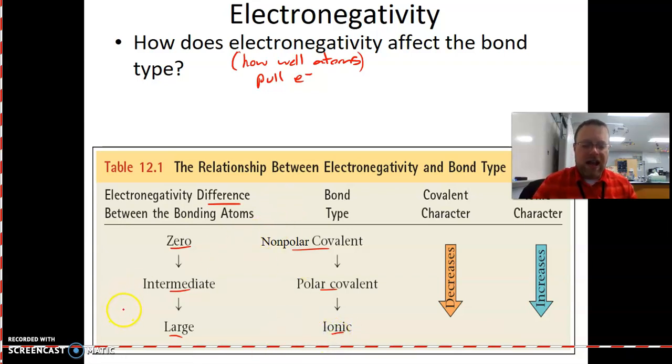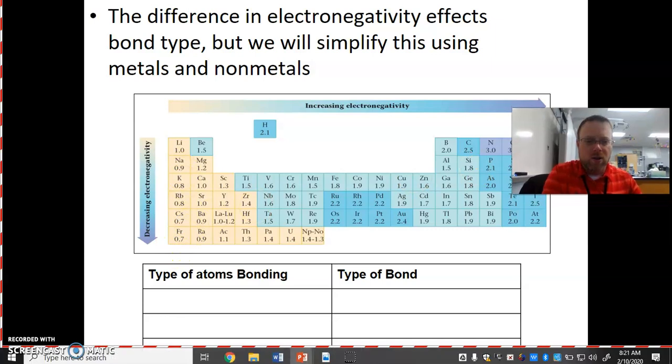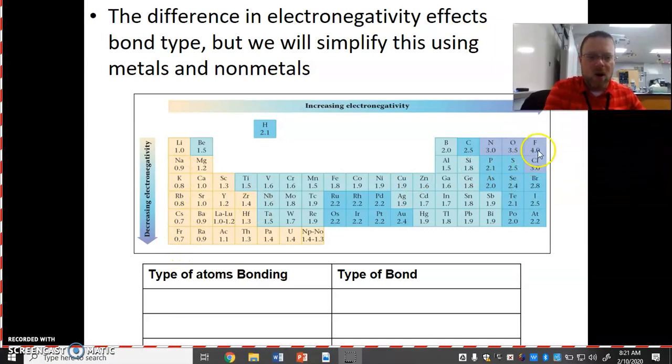Now, there is actually a scale of electronegativities that goes from all the way down here below 1 to electronegativities that are all the way up here at 4 for fluorine. That's the biggest electronegativity in the table. And you'll notice that the noble gases aren't here because they don't tend to bond, and so it's tough to measure how well they pull on electrons.